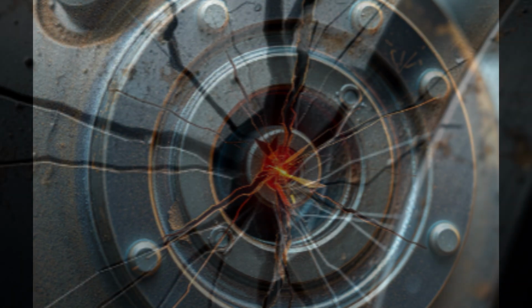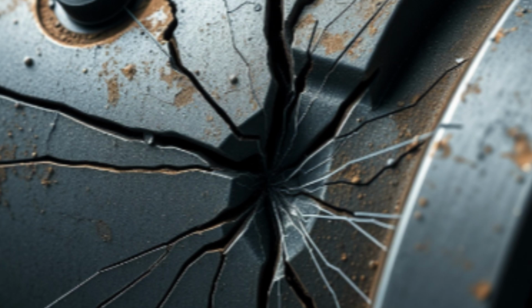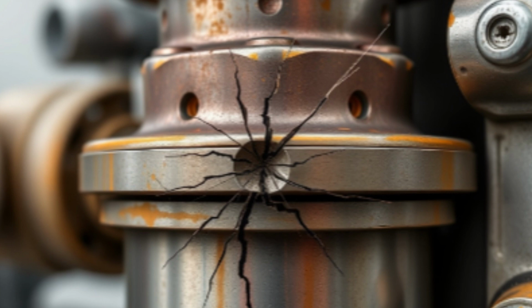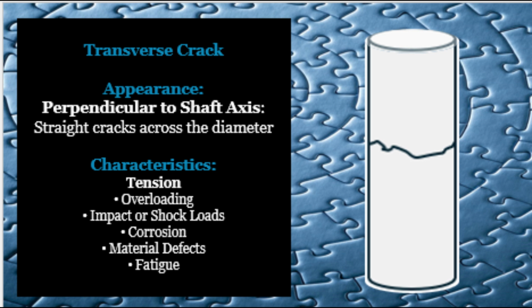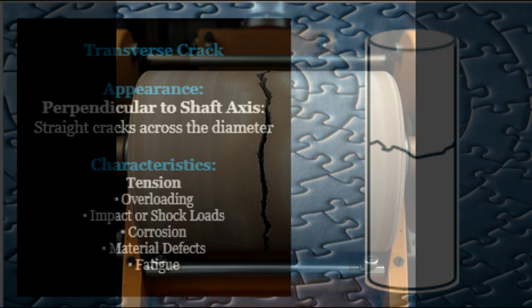Radial cracks are usually linked to fatigue or thermal stress. This may be caused by improper maintenance, material quality, extreme temperatures, or temperature changes. Next, we have transverse cracks, which run straight across the shaft's diameter, perpendicular to its length.